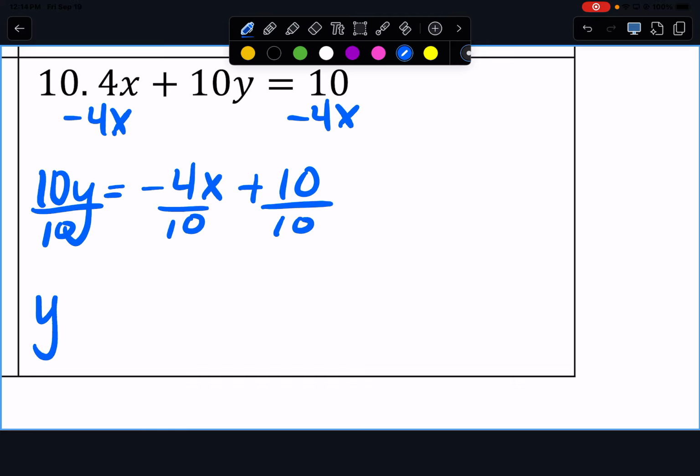So we get y equals, can I simplify negative 4 over 10? Yes. To what? Negative 2/5. Can I simplify 10 over 10? Yes. 1. So that is our solution in slope-intercept form.